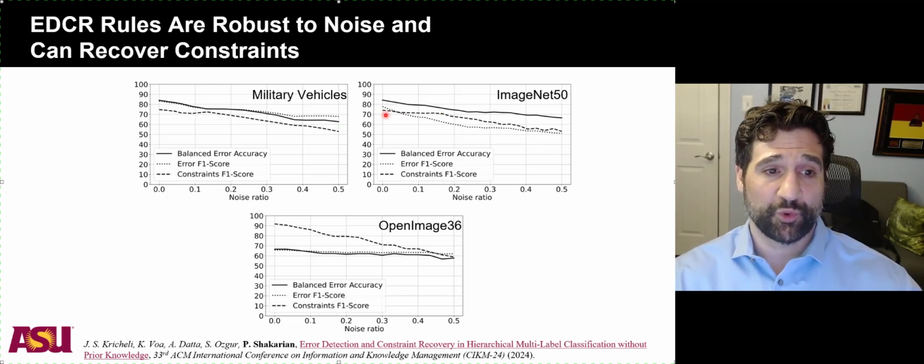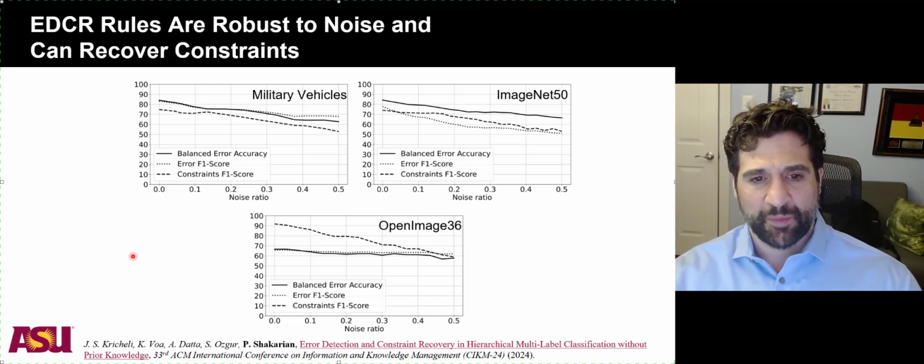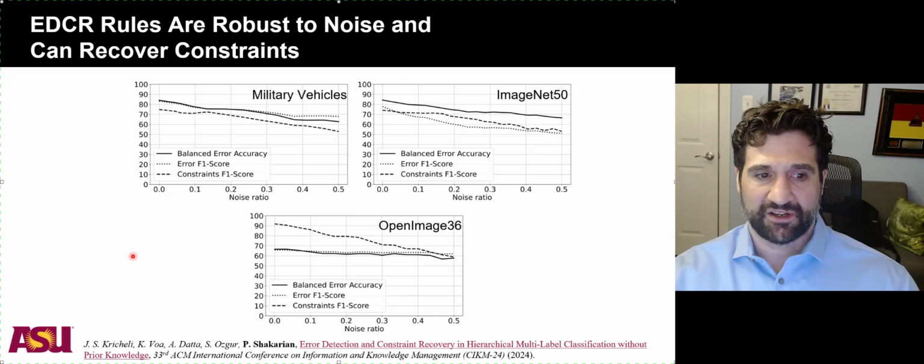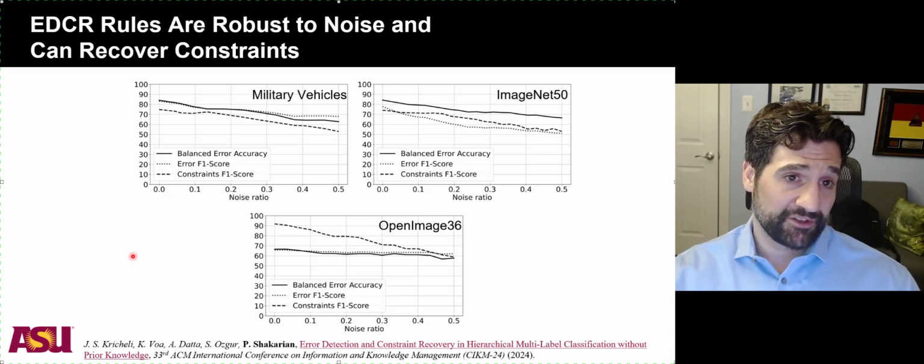And so we really get pretty good F1 results for finding the constraints, hovering everywhere from the mid 70s to the low 90s, and then it degrades rather gracefully with noise. We go down to around 70 with OpenImage, and down to around 65%, 63% with ImageNet and the military vehicles. So we got pretty consistent results across three data sets, both in terms of error accuracy and the F1 of these constraints that we recovered. So okay, we got the ability to detect errors, and we got constraints.